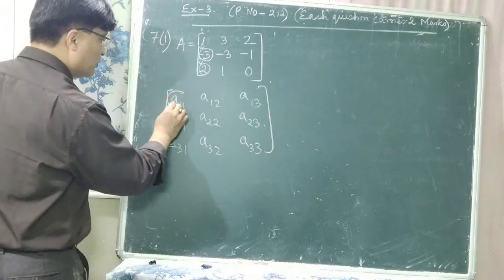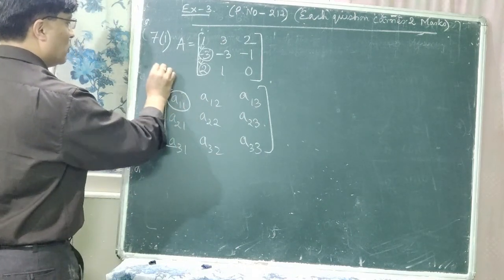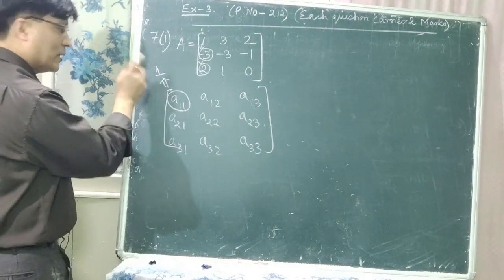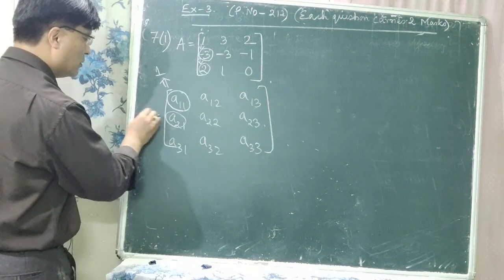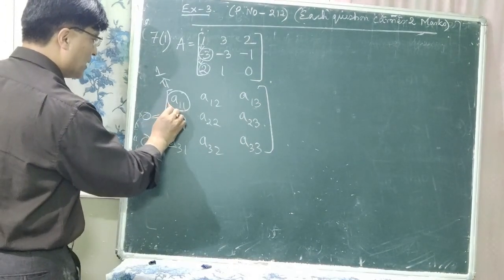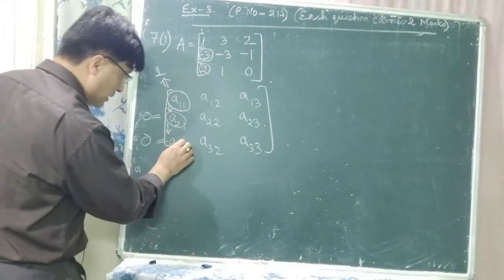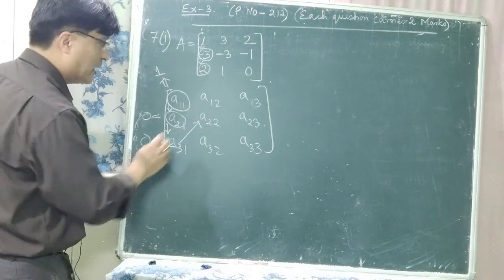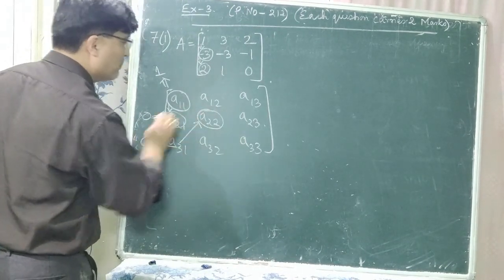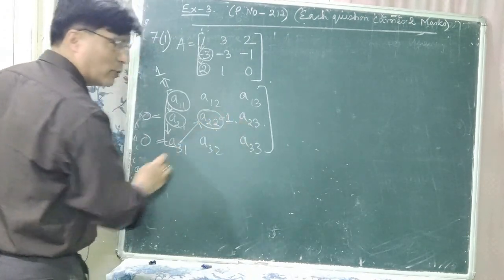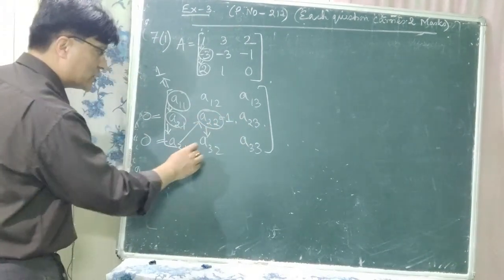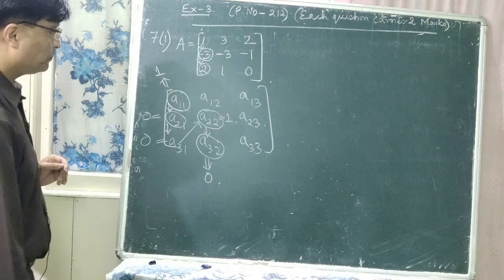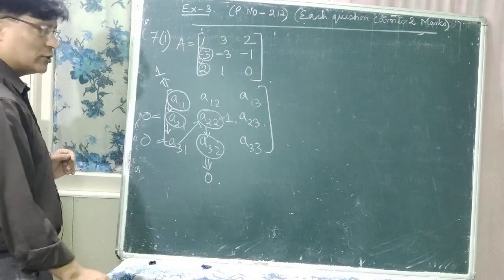First of all, you have to make this element A11 as 1. Then convert this into 0. Then convert this into 0. That means we can go in the downward direction. Then again, up but right side. This A22 should be made 1. Then come out here, then downward direction. It should be made as 0.